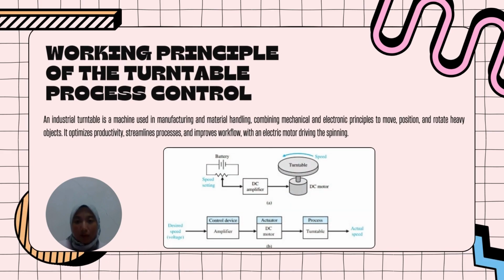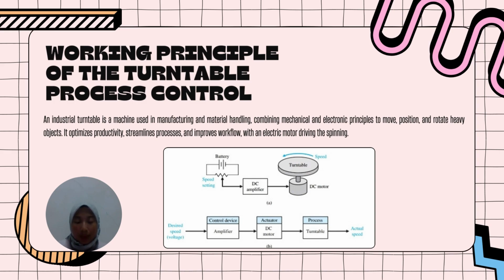Working principle of the turntable process control. In industry, a turntable is a machine used in manufacturing and material handling, combining mechanical and electrical principles to move, position, and rotate heavy objects. It optimizes productivity, streamlines the process, and improves the workflow with the electric motor driving the spinning.